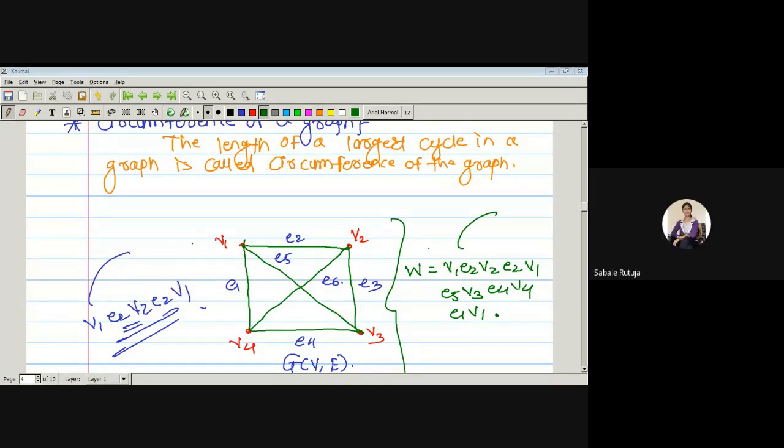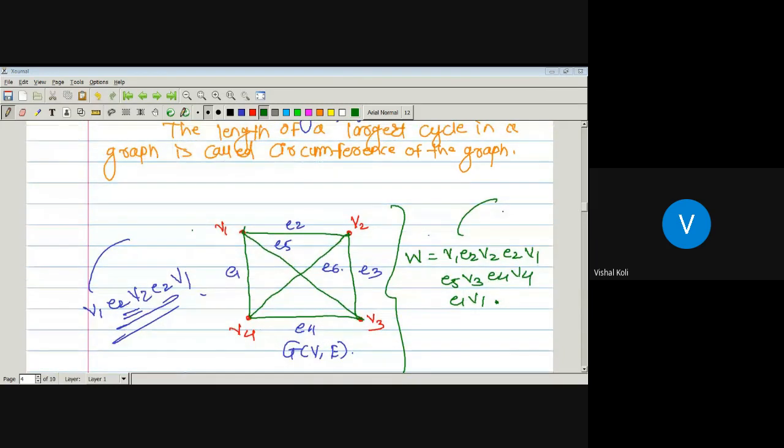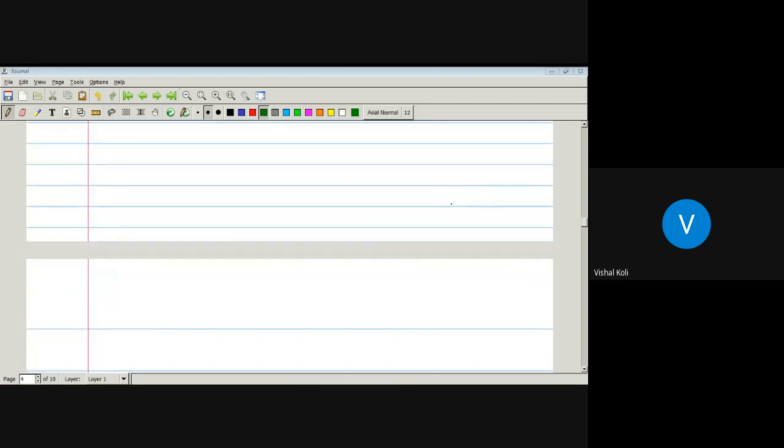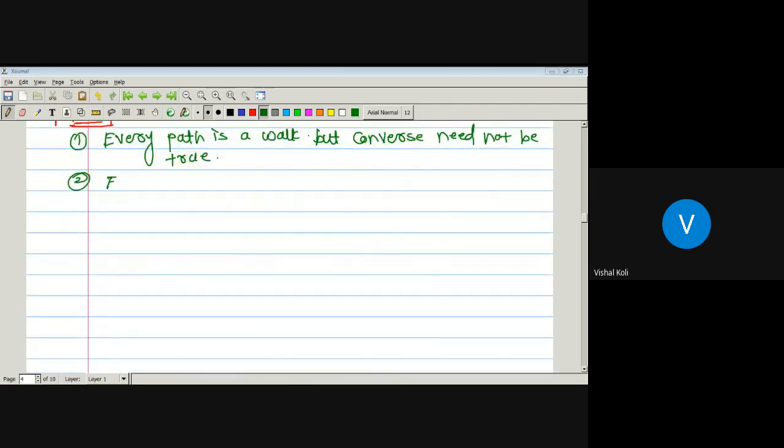No, sir. So what about the converse? Every closed walk is not a cycle. But what about its converse? Is every cycle a closed walk? By definition, yes, sir. A cycle is a closed walk in which no vertex is repeated. So every cycle is a closed walk, but the converse need not be true.